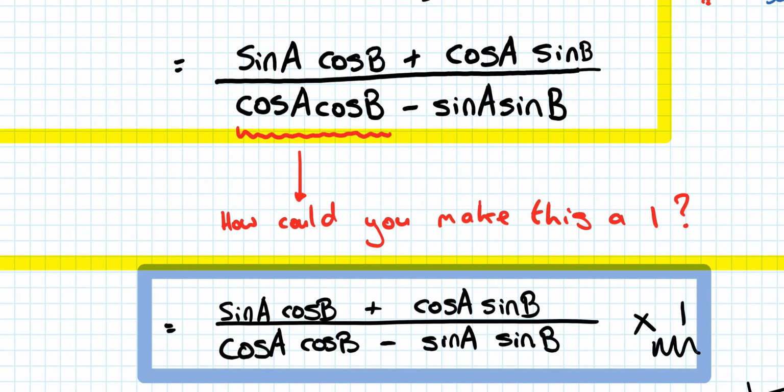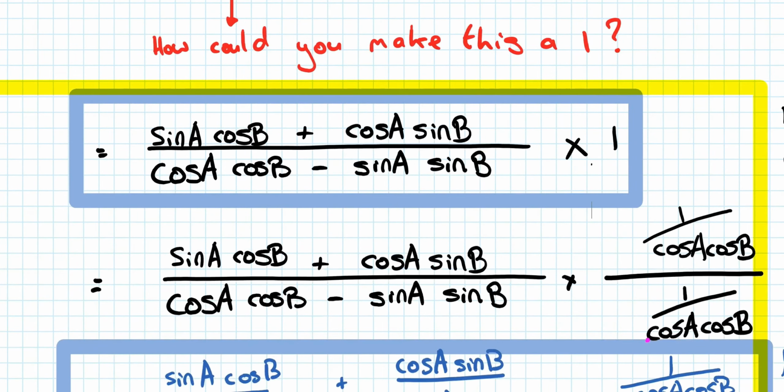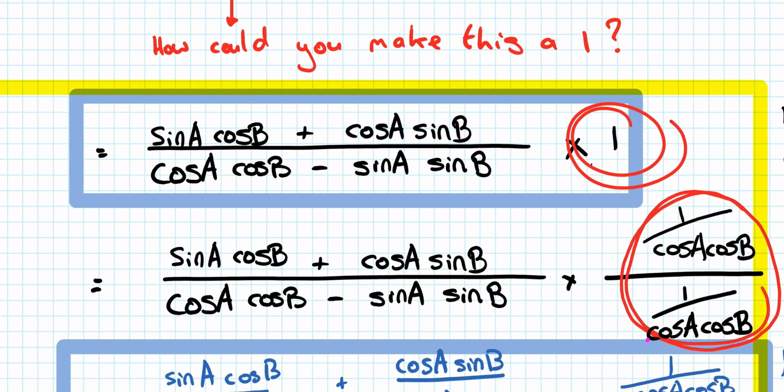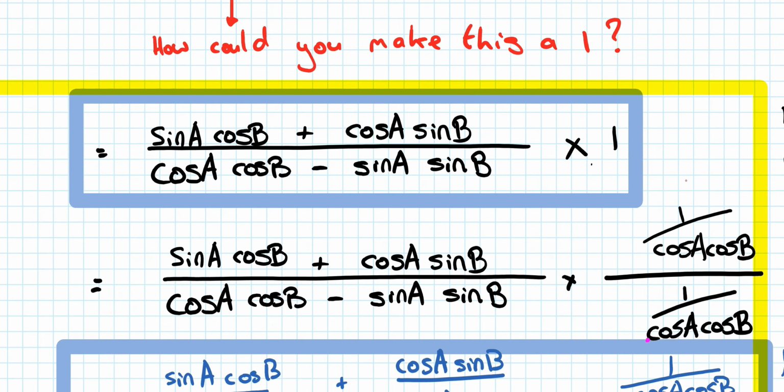But 1 is the most versatile number. It can be written in any way. 1 can be written as anything over anything. Okay? So remember, I want to multiply this by this, but I can't just do it to one section. I can only multiply by the number 1, and the number 1 can be written as 1 over cos A cos B over 1 over cos A cos B. If that makes sense, hopefully it does. So what I'm saying is this number here is effectively the number 1, and I'm not changing anything.